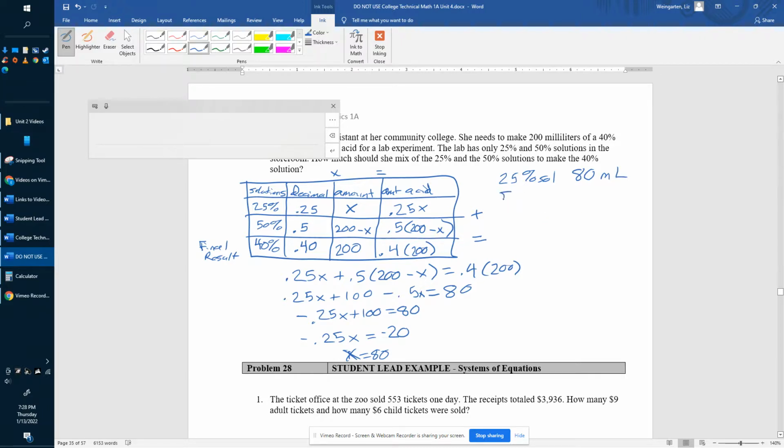How about our 50% solution? How much are we putting in? Well, we'll look in this box, and it is 200 minus x. 200 minus 80 is 120 milliliters. So that is our final answer.